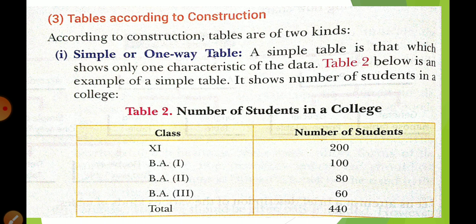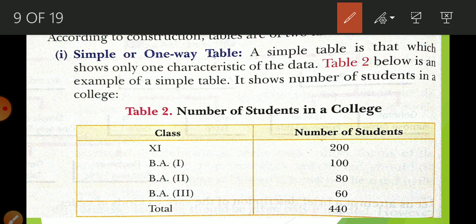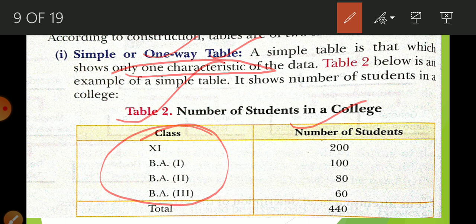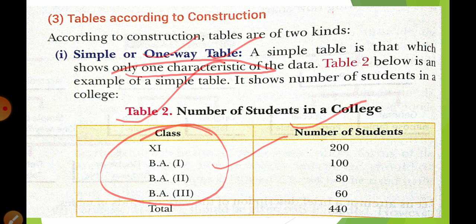Now tables according to construction, on the basis of construction. First is the simple or one way table. A one way table represents only one characteristic. Like in this table you can see the classification of number of students on the basis of class. So here there is only one base.